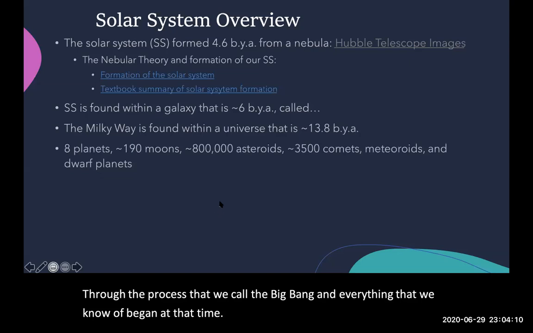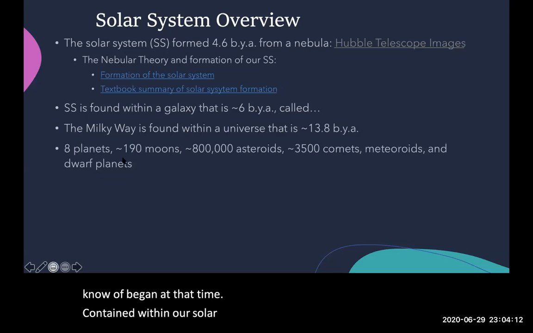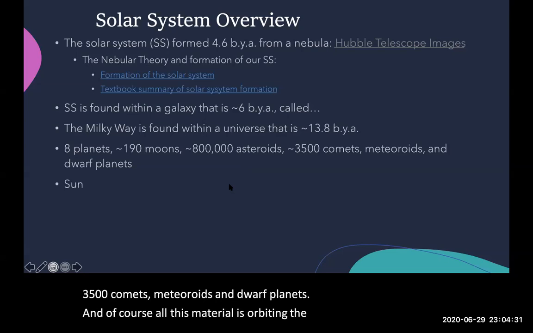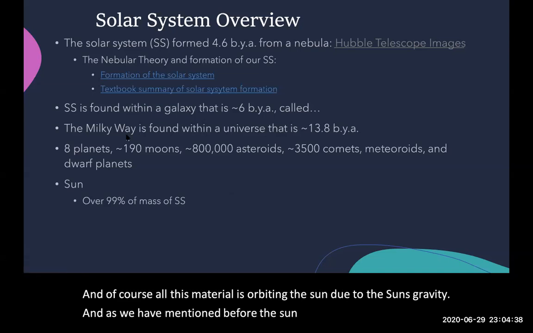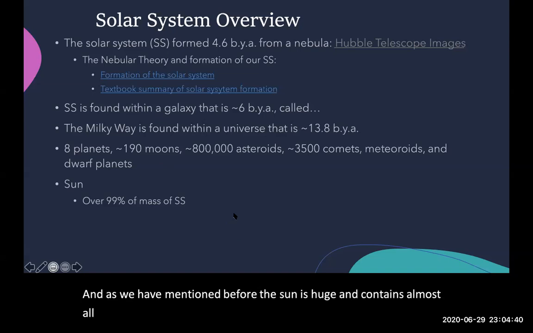Contained within our solar system are 8 planets, at least 190 moons, 800,000 asteroids, 3,500 comets, meteoroids, and dwarf planets. And of course, all this material is orbiting the sun due to the sun's gravity. And as we have mentioned before, the sun is huge and contains almost all the mass in our solar system.